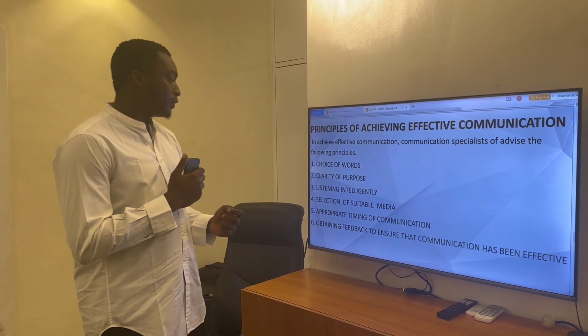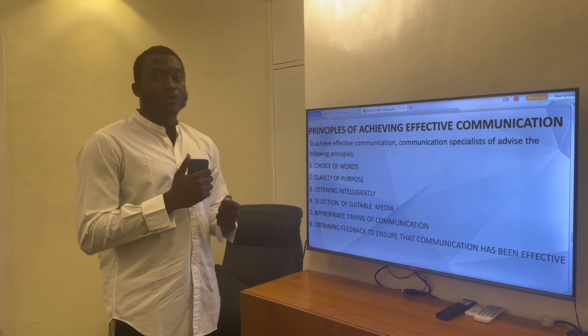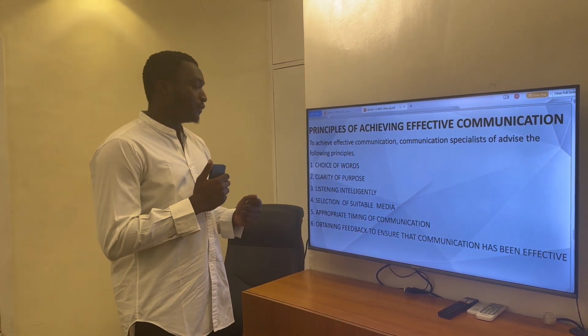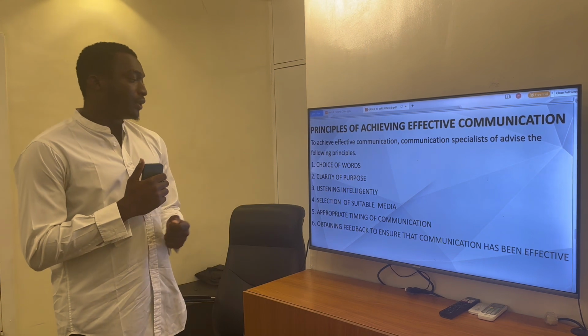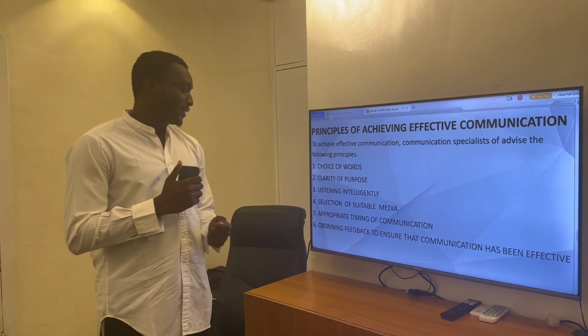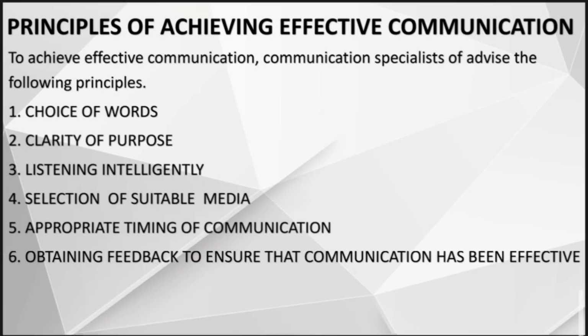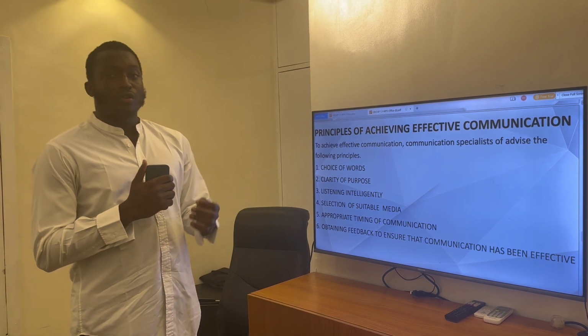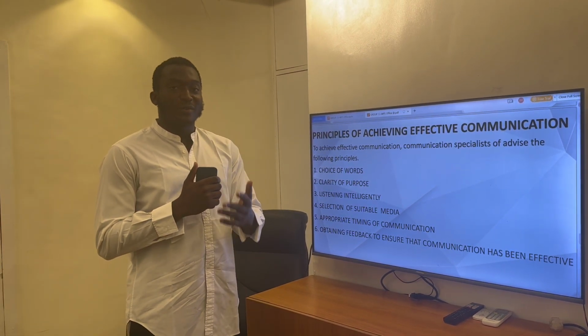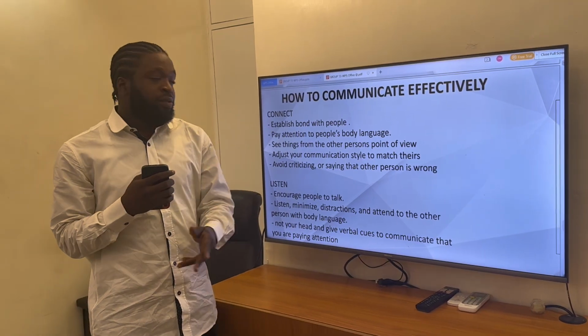4. Selection of suitable media. You pick how you want to communicate to your audience, either verbal, non-verbal, written, or visual. 5. Appropriate timing of communication. You select the perfect time to communicate to your audience. 6. Obtaining feedback to ensure the communication has been effective. You make sure your audience give you feedback, so that's when you're going to know they understand what you have communicated to them.